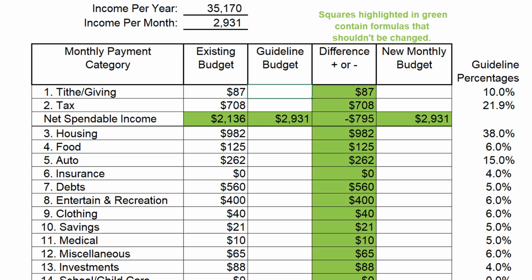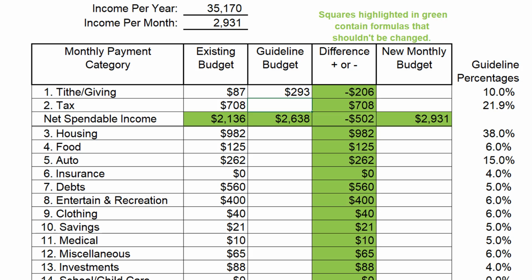To enter the numbers into the guideline spending plan column, highlight the top blank workbook cell in that column to the right of tithe/giving. Enter an equals sign, highlight the cell with the $2,931 in it, type in an asterisk denoting multiplication, type in 10% and press the Enter key. Note that the 10% is in the percentage guidelines column to the right of the schedule. The cell on the schedule where the formula was just entered now shows $293.